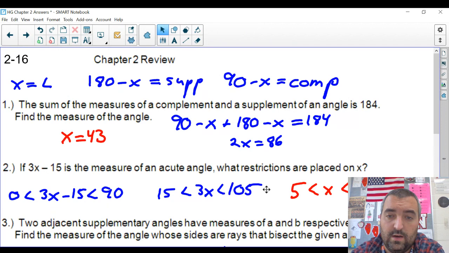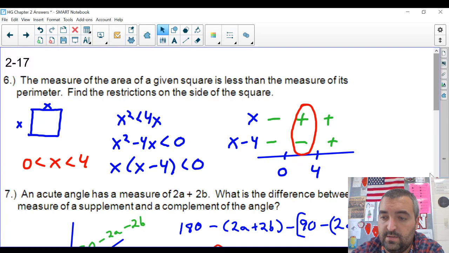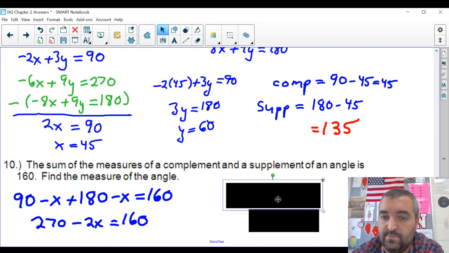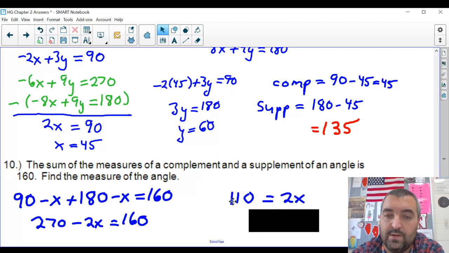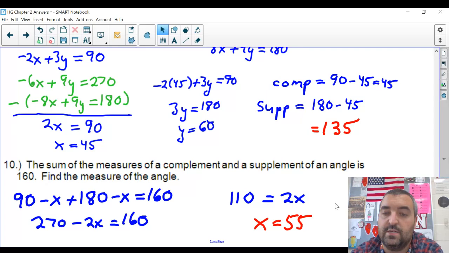manipulate it. Oops, sorry about that. Actually hit the wrong button. Let's get back to where we were. So we manipulate it, and we eventually get that the measure of the angle is 55 degrees.